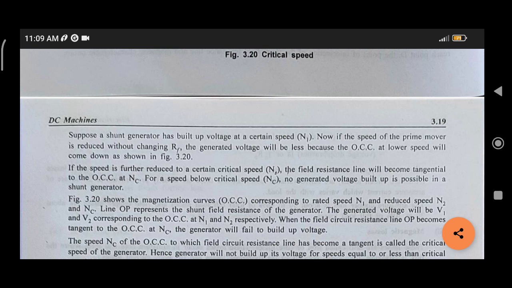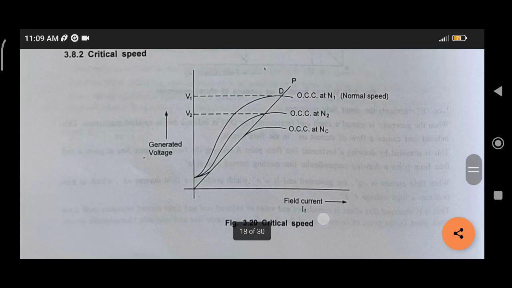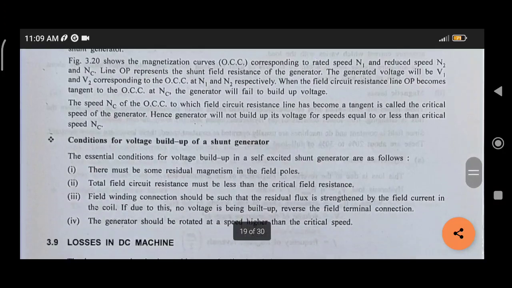If the speed is further reduced to a certain critical speed Nc, the field resistance line will become tangential to the OCC at Nc. For a speed below the critical speed Nc, no voltage build-up is possible in the shunt generator. Here in the figure you can clearly see what the critical speed is.